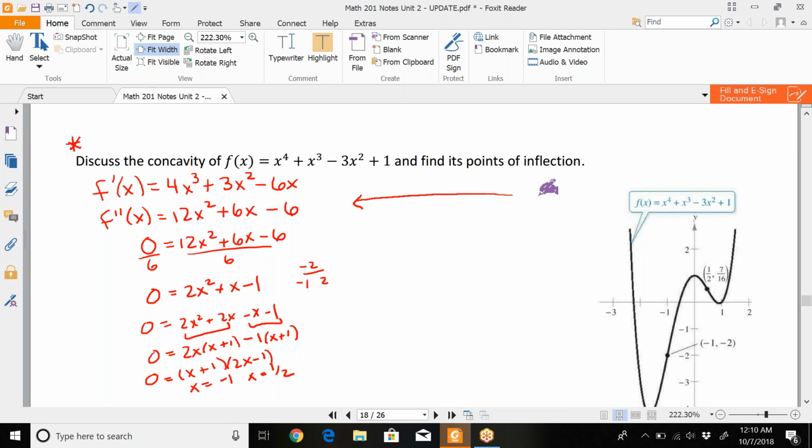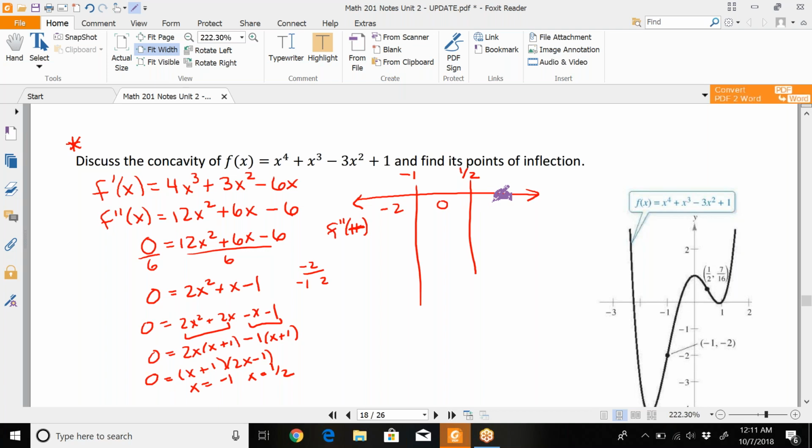-1, 1/2. Both of them are defined in the original function since this is a polynomial, so they are possible points of inflection. The test for sure is to plug the test values we're going to pick into the second derivative and see if it comes out positive or negative. To be a point of inflection, your value has to be defined in the original function, and it has to have a change of concave up to concave down or concave down to concave up. So if we pick a test value of -2 and then 0 and let's say +1.